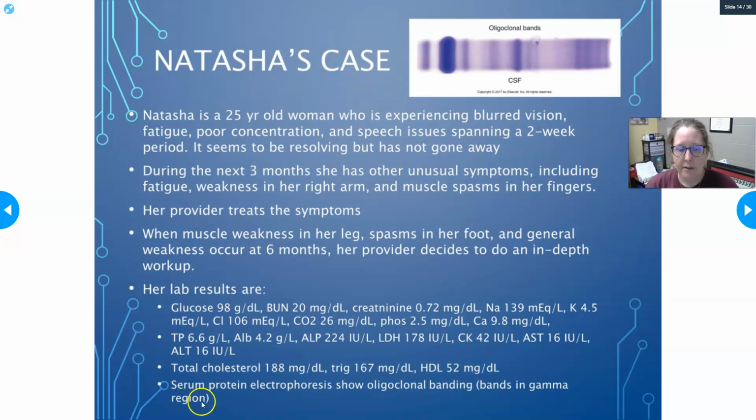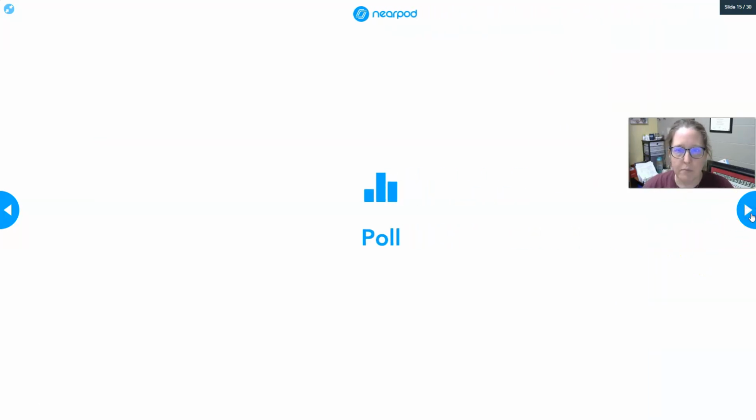And then the serum protein electrophoresis shows oligoclonal banding, which are bands in the gamma region. In serum protein electrophoresis, you would have an albumin band, and then alpha globulins, beta globulins, and gamma globulin bands for all the various proteins found in blood. Gamma globulins are going to be antibodies, obviously, and so there are bands in this gamma globulin region.